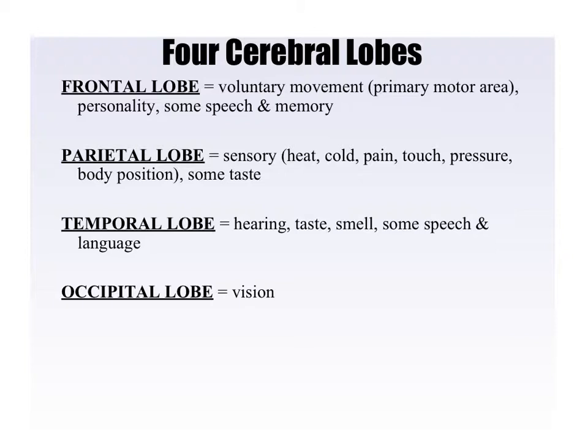And the 4 lobes of the brain and basically what their functions are. These are very large areas of the brain, so obviously they have a lot of functions. So the first one is the frontal lobe. This is where your primary motor area is. So this is where all your voluntary skeletal muscle movements are initiated. That's in the frontal lobe. It's also where your personality mainly is stored. Some speech, especially speech production like talking. And also most of your memory is located in the frontal lobe.